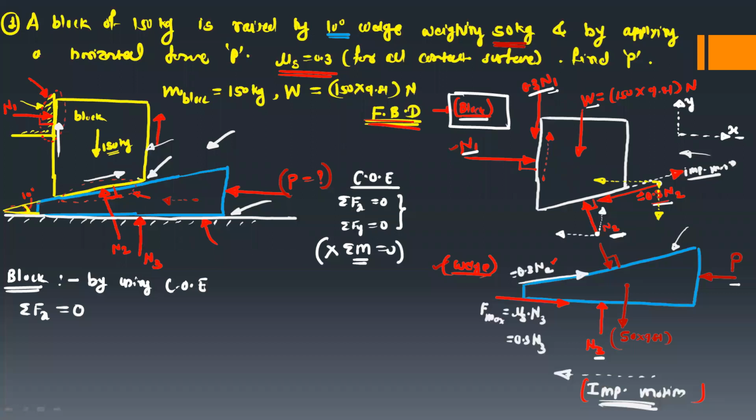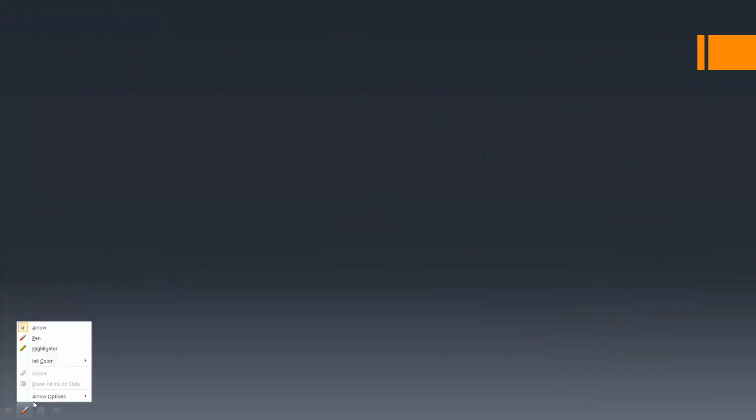Similarly, if you draw one line, then this angle will be the same. This is equal to 10 degrees. As this angle is 10 degrees, that means this angle is also 10 degrees. So this is 10 degrees. So the x component of this 0.3 N2 will be... I will draw a separate free body diagram.